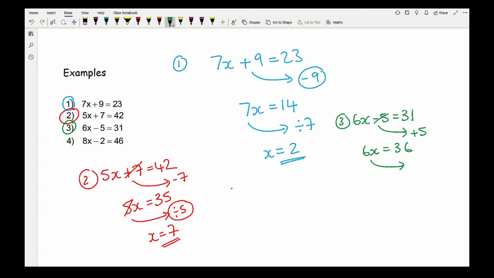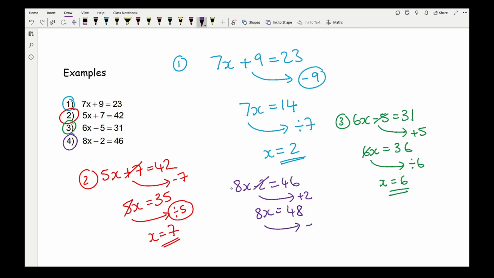I take the times 6, opposite of that is to divide by 6. That disappears, so x equals 36 divided by 6, which is 6. And then finally, question 4 for these questions, I've got 8x minus 2 equals 46. Take the 2 over, so that disappears. So I've got 48, and then divide by 8, so x equals 6.